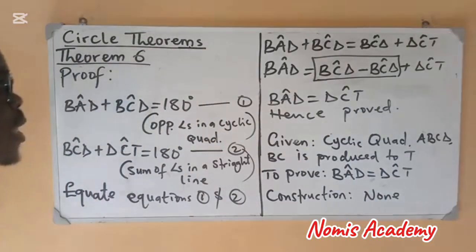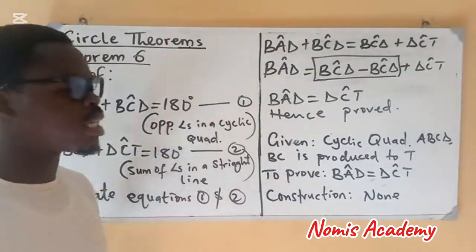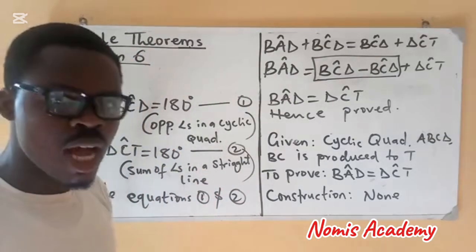So this is the proof that the exterior angle formed when one side of a cyclic quadrilateral is produced is equal to the opposite interior angle.